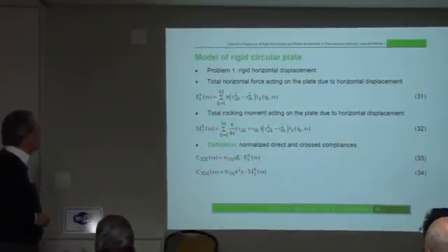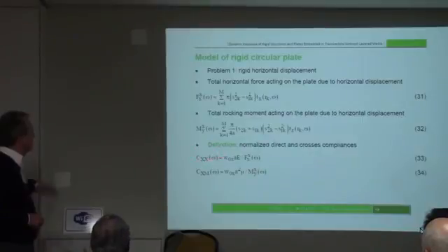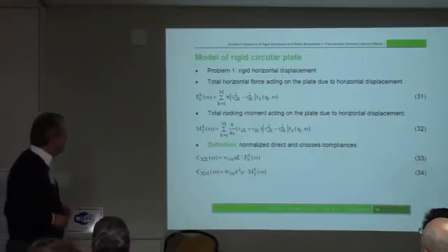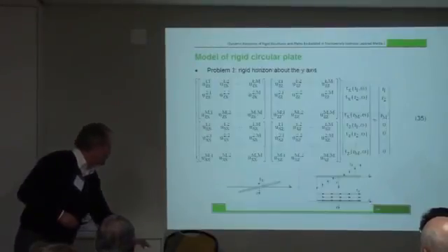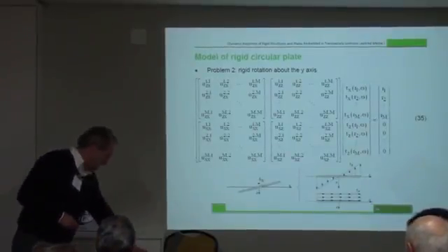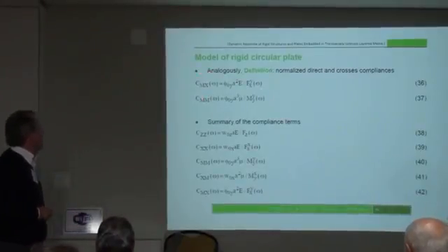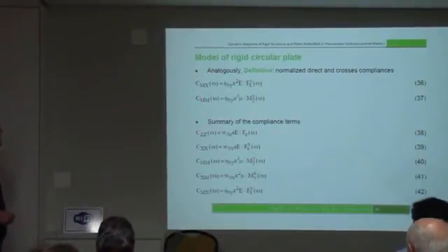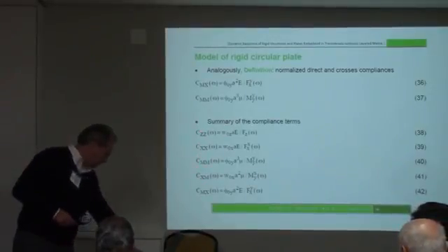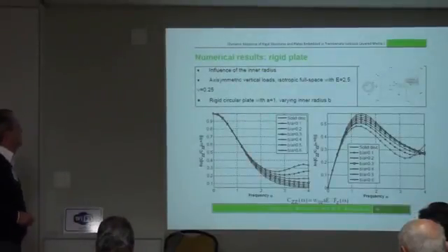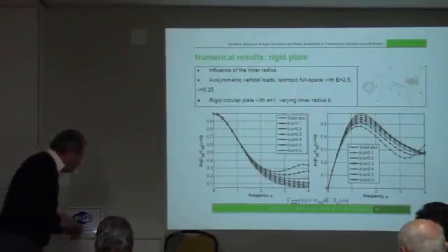We can define, to normalize, the principal compliance. You can excite in x and measure the rotation, or excite the force and measure the horizontal displacement. This is actually the same as for the vertical case. Now we come to the solution we are looking for. We look for a number of compliances: vertical, horizontal, and rocking, and the crossing coupling terms. So we take a look at some numerical results for the rigid plate.